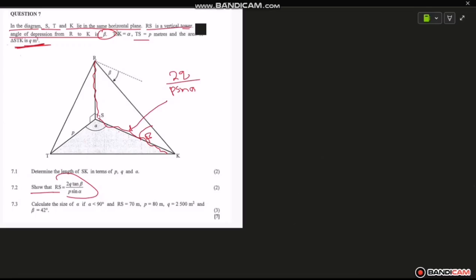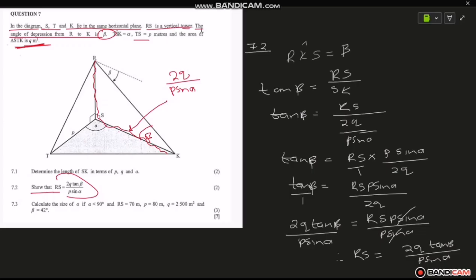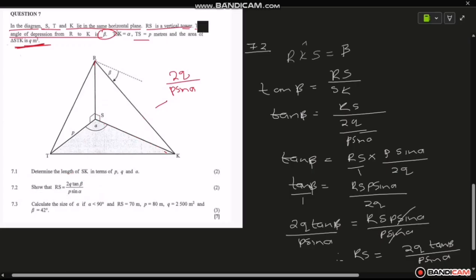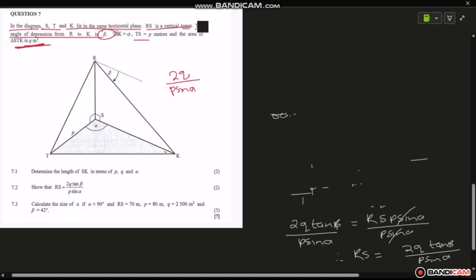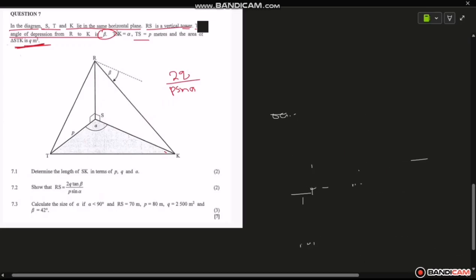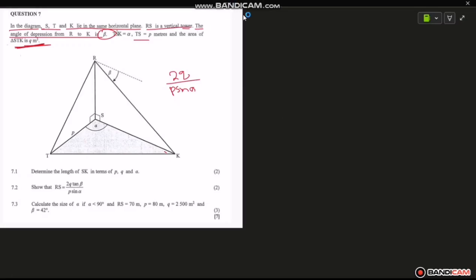Okay, so 7.3, they want us to calculate the size of A if A is less than 90. When they say A is less than 90, it means that A is an acute angle. I hope that makes sense. Let's try to solve 7.3. They want us to solve the size of theta. Theta is an angle.